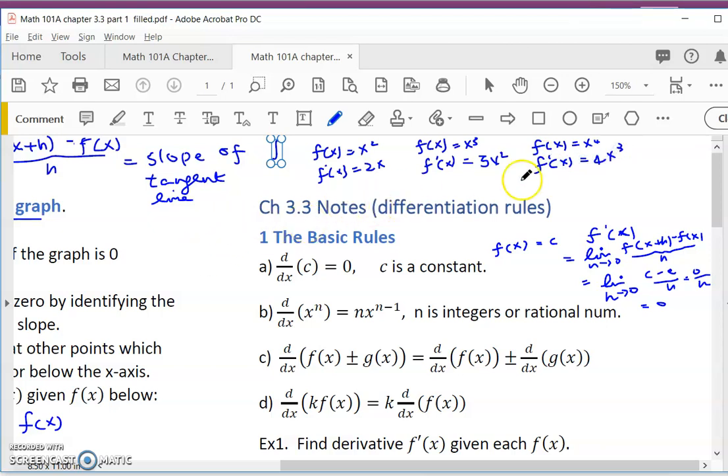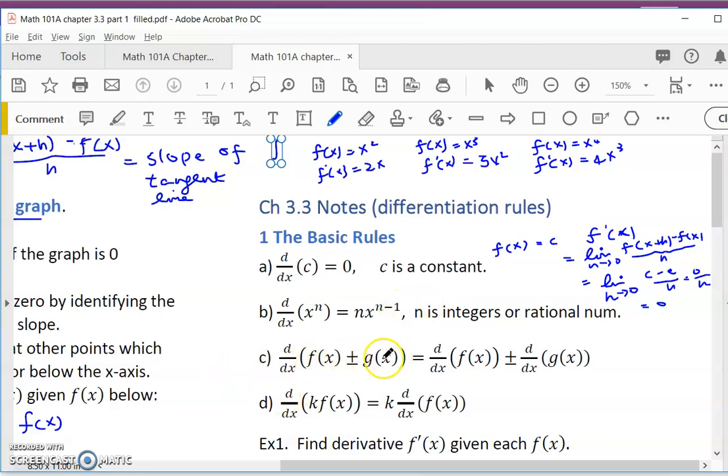So it matches the pattern. In the calculus book, they actually do x to the n using the binomial theorem to prove that the limit is n x to the n minus 1. So this is a rule that always applies. Whenever we see x to the n, we don't do a limit anymore. We just use the rule because it has been proven. It is the result of a limit.